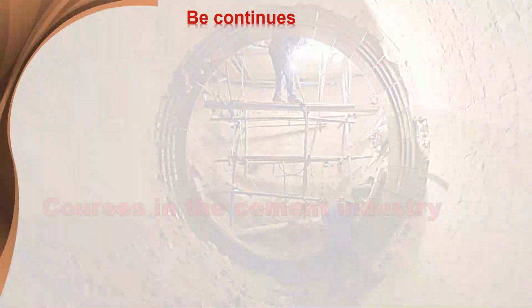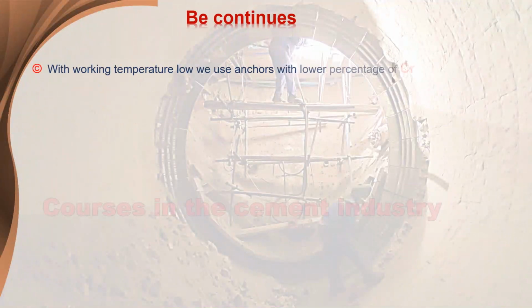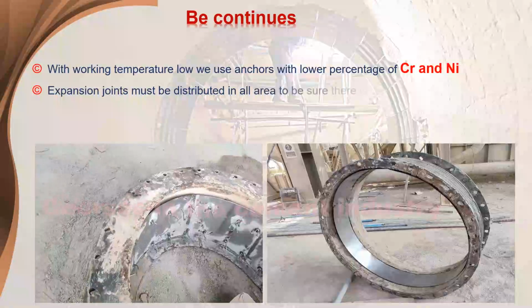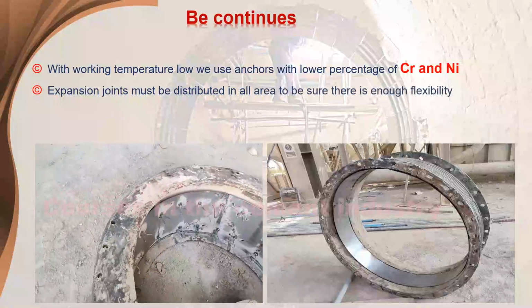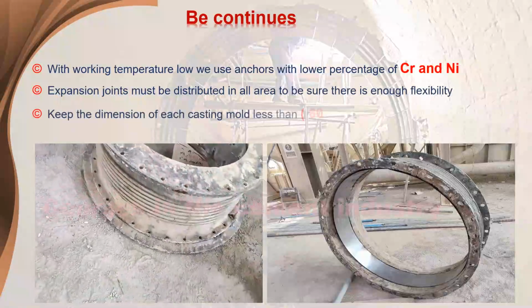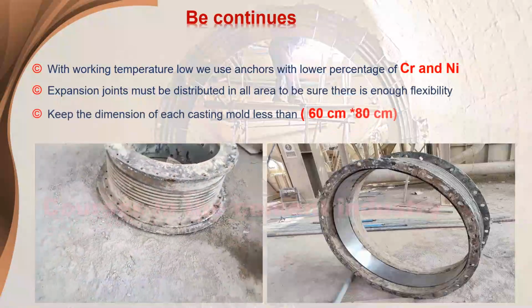B continues. With low working temperature, we use anchors with a lower percentage of chrome and nickel. Expansion joints must be distributed in all areas to be sure there is enough flexibility. Keep the dimension of each casting mold less than 60 cm or 80 cm.